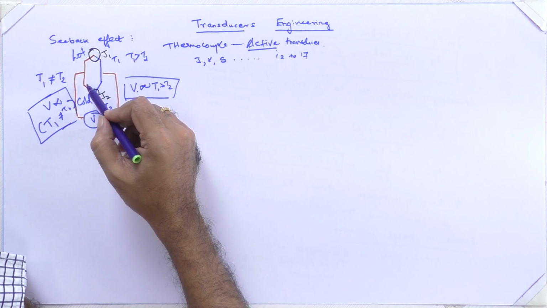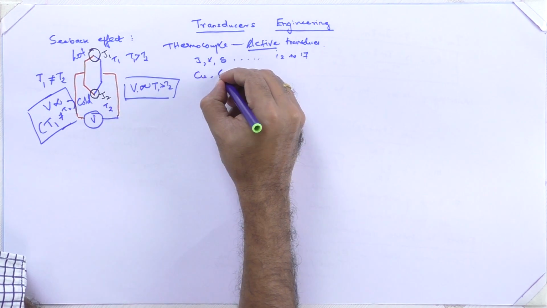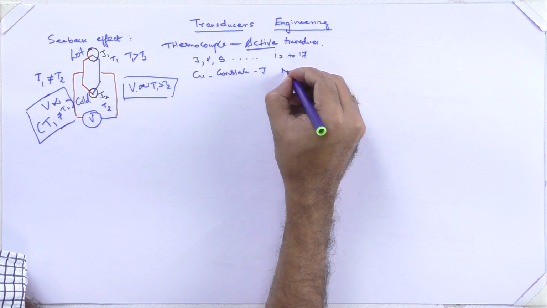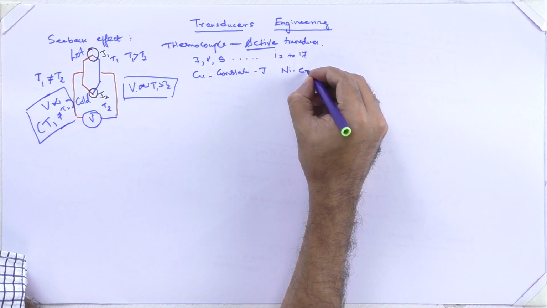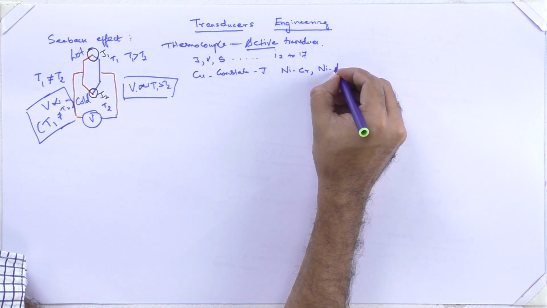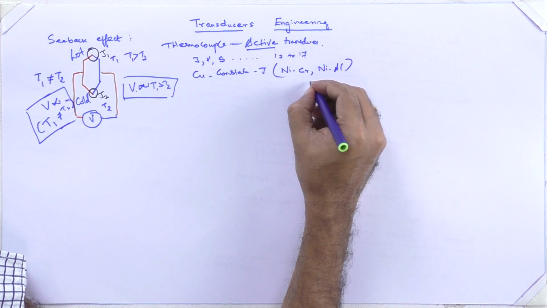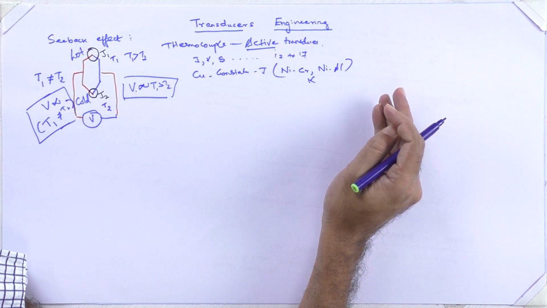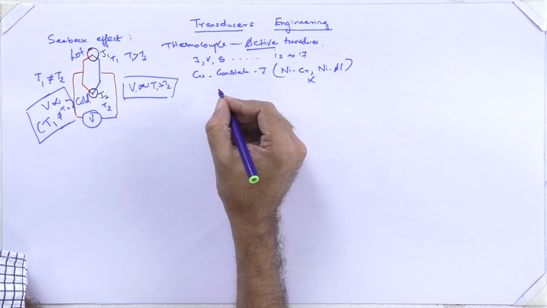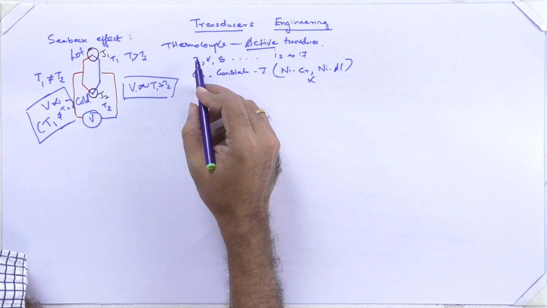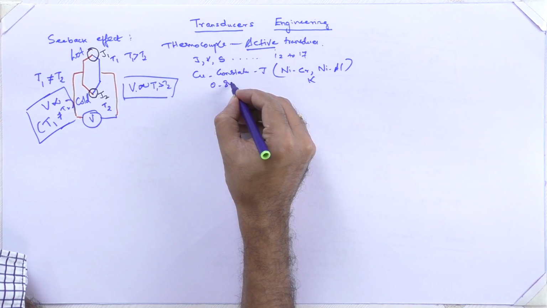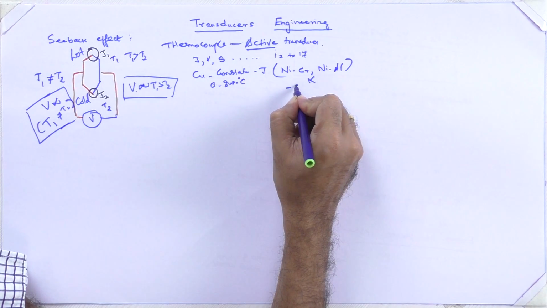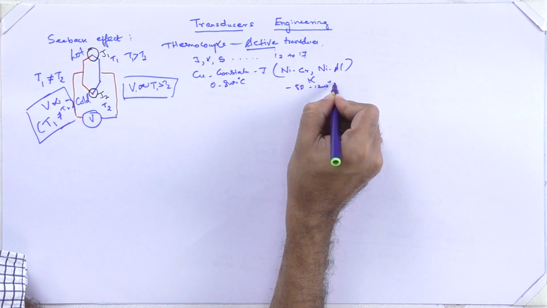Okay, there are different kinds of thermocouples. Copper-constantan is J type. Nickel chromium and nickel alumel combination is K type. Like this, there are several different kinds of combinations which have different properties for measurement. The J type can measure 0 to 800 degrees centigrade. The K type can measure from minus 50 to 1200 degrees centigrade.